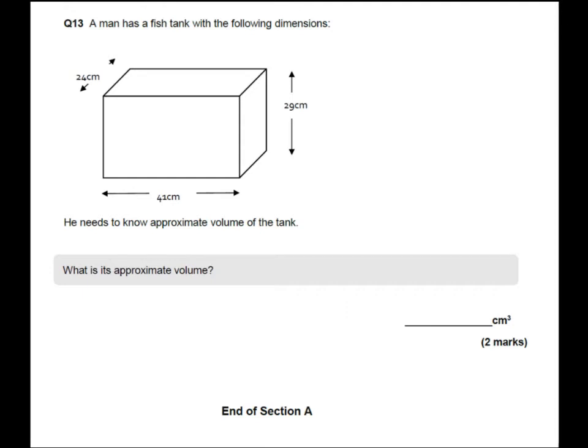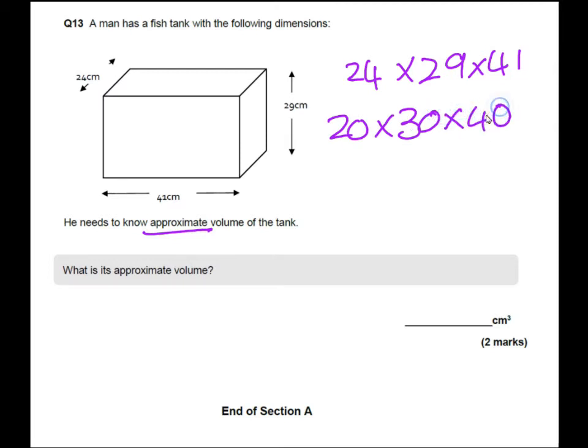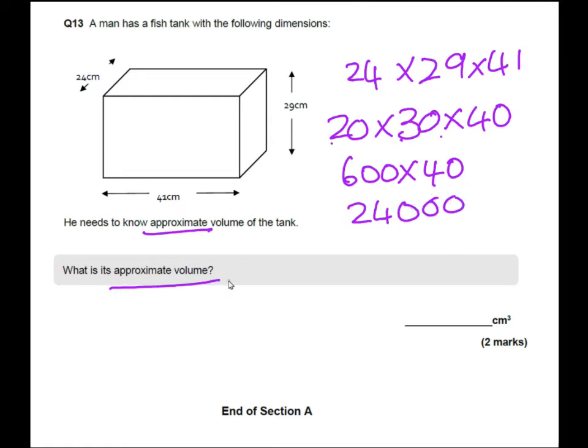The last question then. A man has a fish tank with the following dimensions: 24 centimeters by 29 centimetres by 41 centimetres. And he needs to know the approximate volume. So we're going to do some rounding. We're going to have 20 times 30 times 40. So 2 3s are 6 with 2 zeros that we missed out. And then 6 4s are 24 with 3 zeros that we missed out. So the approximate volume is 24,000 centimetres cubed. And that is worth 2 marks.